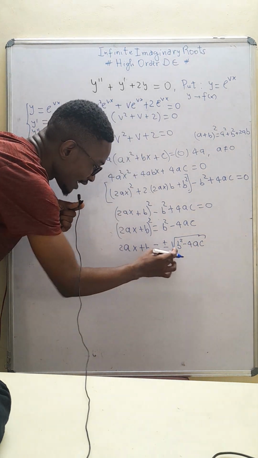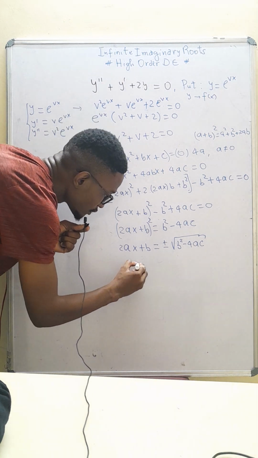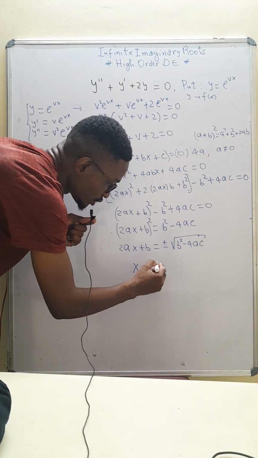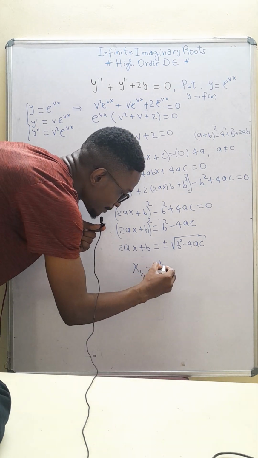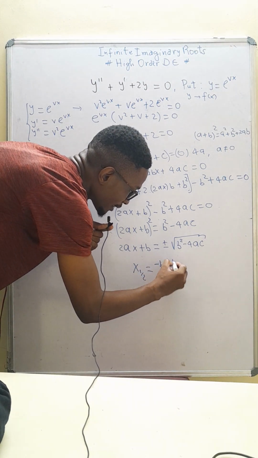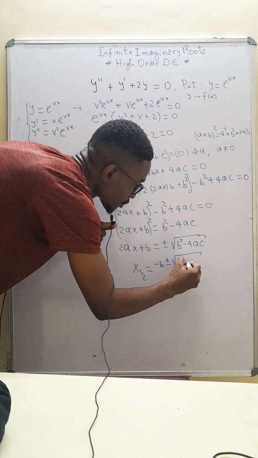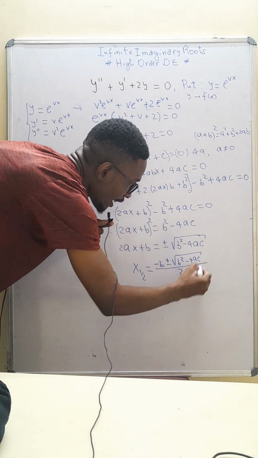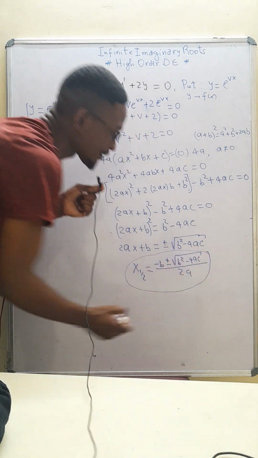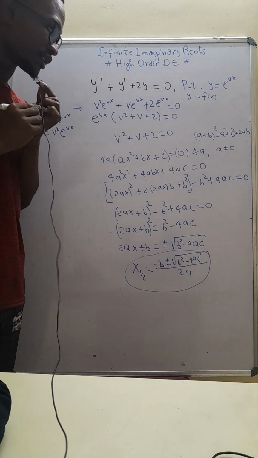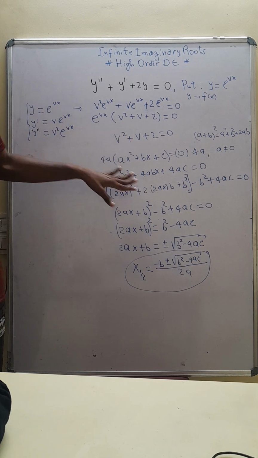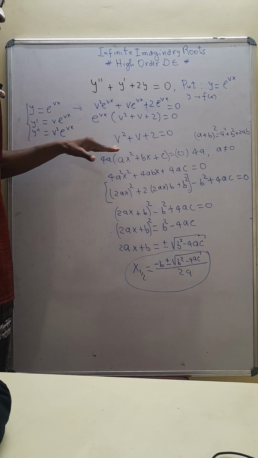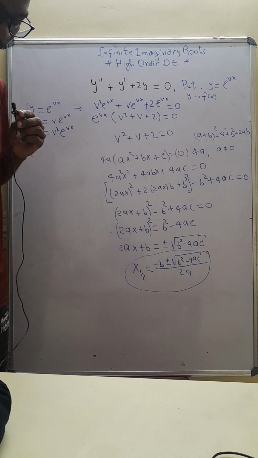Now send this guy there and this 2a down. You are going to have x1 and x2, because there will be two solutions: minus b plus or minus root of b squared minus 4ac, all upon 2a. Yeah, that's how we do it for this one. This is the general solution. Here we have a square, so we will just apply this formula directly.